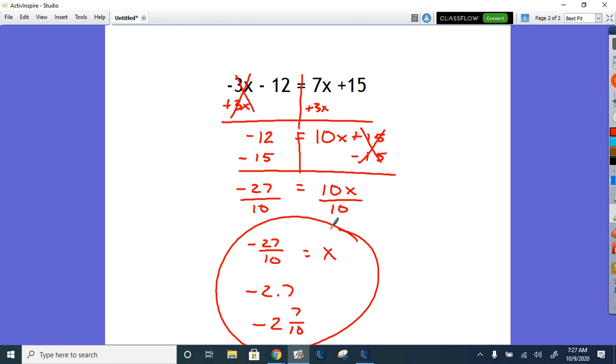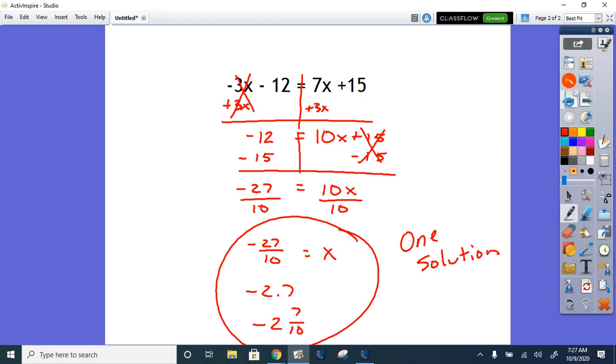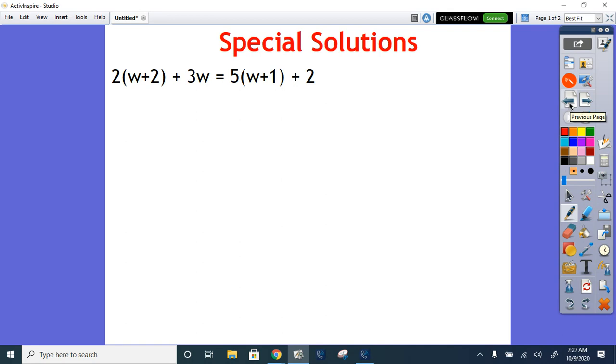So sometimes we get these solutions where we see there is only one unique solution to this equation. And that solution would be negative 27 tenths. However, we're going to learn today that there are sometimes special solutions where it's not just one solution. So here I have a little bit of a denser problem.